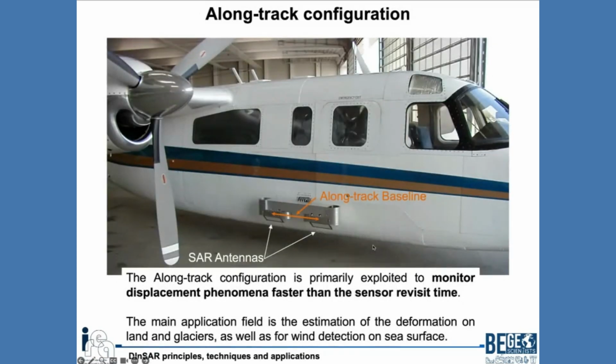This is a real example. You have two antennas on board an airplane, essentially in the same position along the orbit, along the flight path, but we acquire an image at this time here, and just after a fraction of a second we acquire another image. This kind of configuration is used, for example, with an airplane to detect very fast displacement, for example the movement of the waves of the sea, or the fast movement of a glacier.